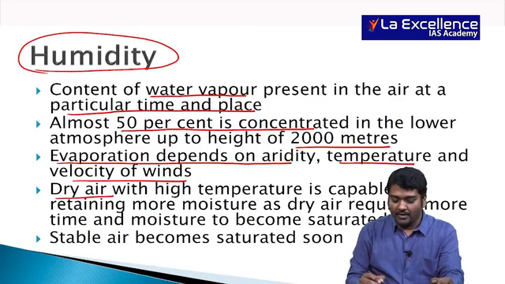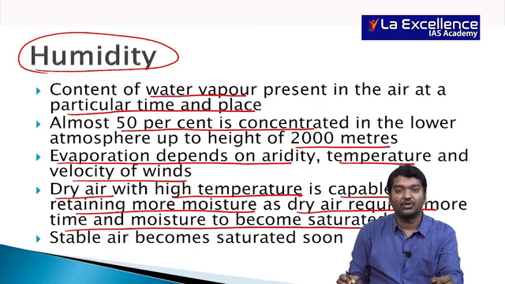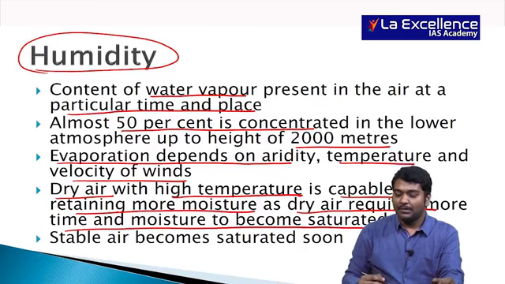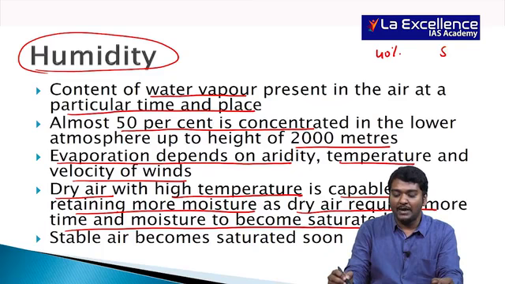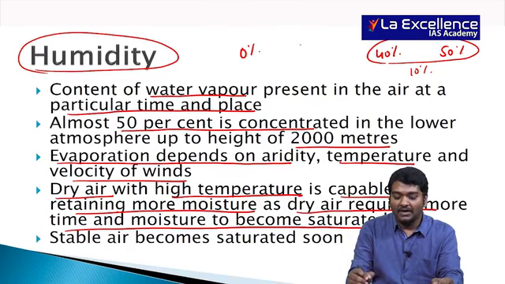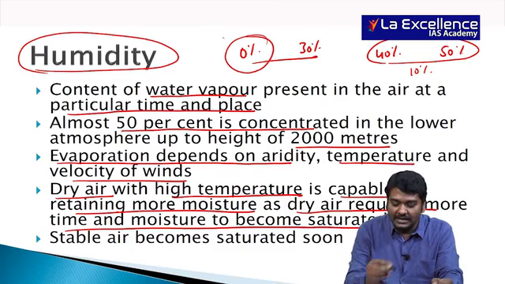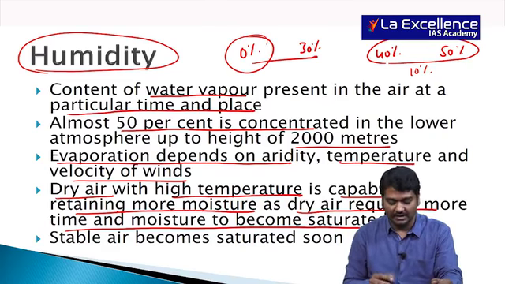Dry air with high temperature is capable of retaining more moisture, as dry air requires more time and moisture to become saturated. For example, if you have 40% humidity and you have to make it 50%, it will take more time. So a 10% increase will take more time. But if you have 0% and want to make it 30%, it will be very easy. Why? Dry air is easy.